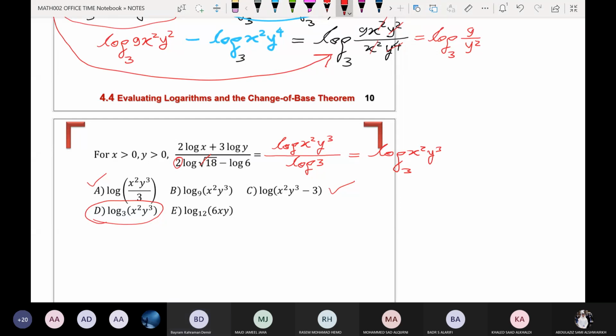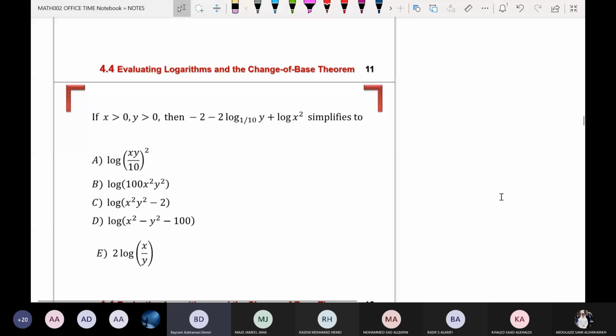So the correct answer is A. Correct answer is A. Not C. I'm sorry. Not A, not C. Correct answer is D. Okay, so you will get better as we solve a few more examples.